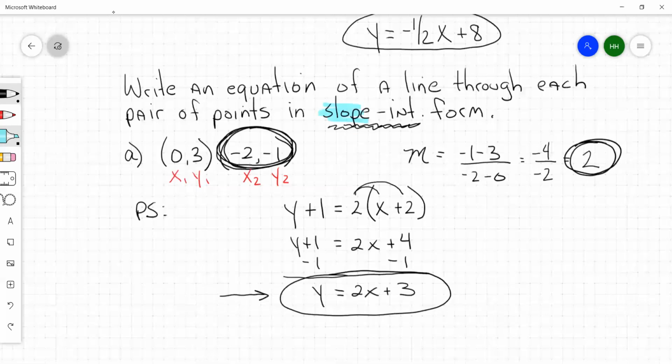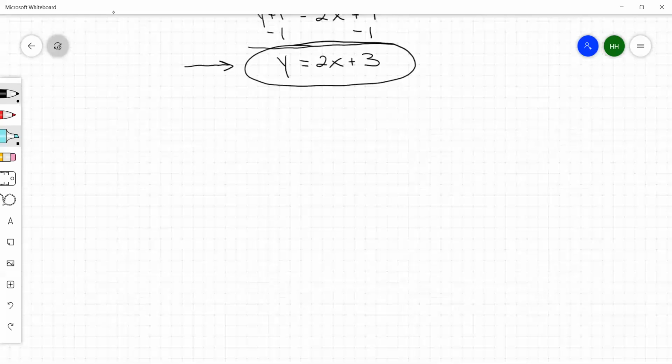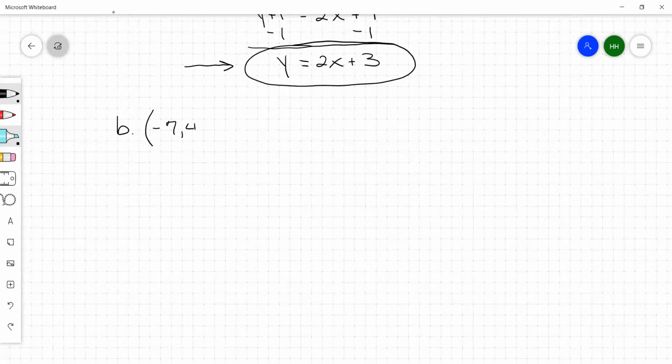Let's do that again. All right, same directions, but we're going to use this set of points. We got a -7, 4, and a 9, -4. We need it in slope-intercept form, but point-slope form is just too easy to not use. So what did we do first last time? What do you need to do first? Very good. Find the slope.